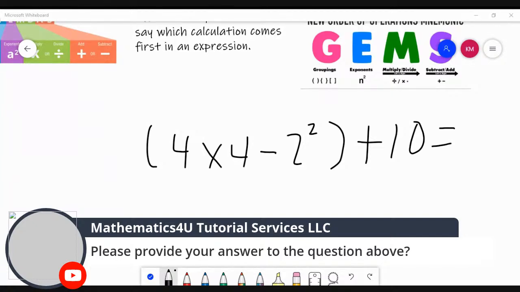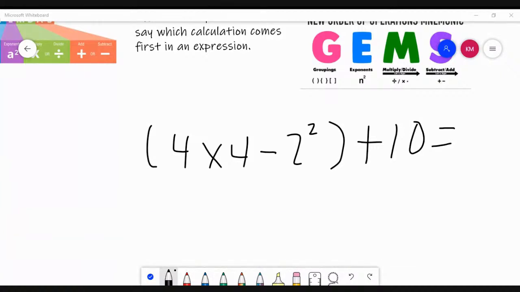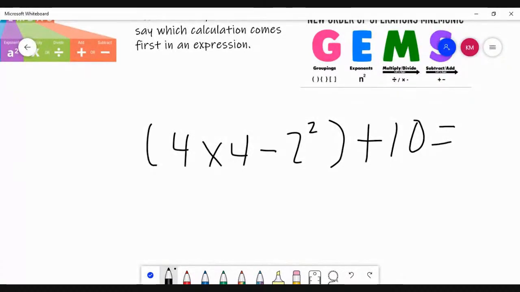All right, guys, let's reveal the answer to our problem on the screen. And the answer is 22. And here's how we got the answer. First off, of course, we start with parentheses. In the parentheses, we follow the order of operations. Do we have any exponents? Of course we do. So 2 to the second power gives me 4.